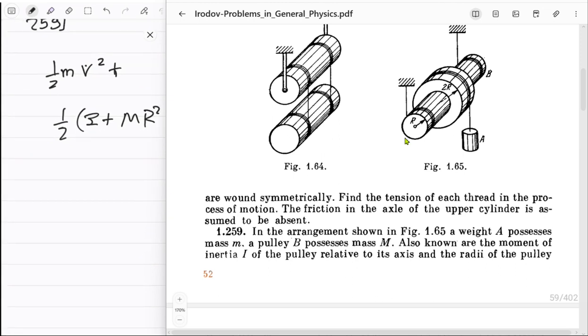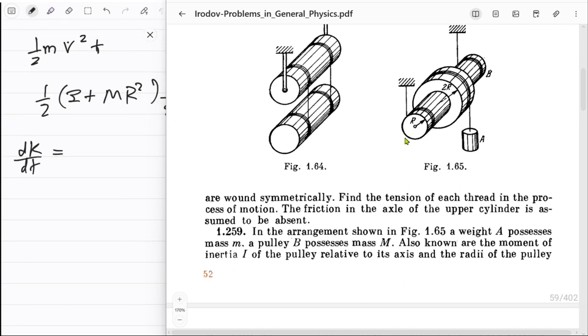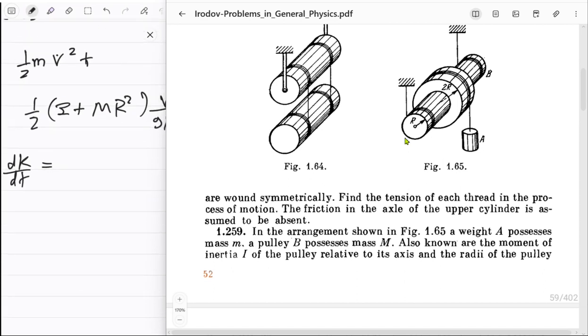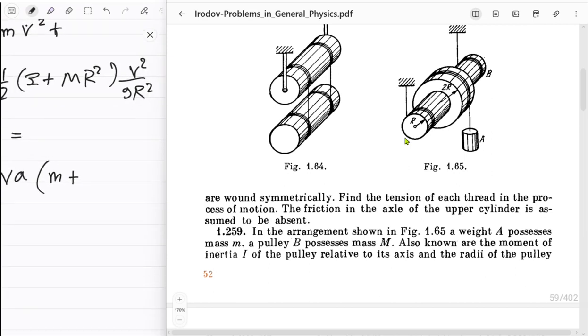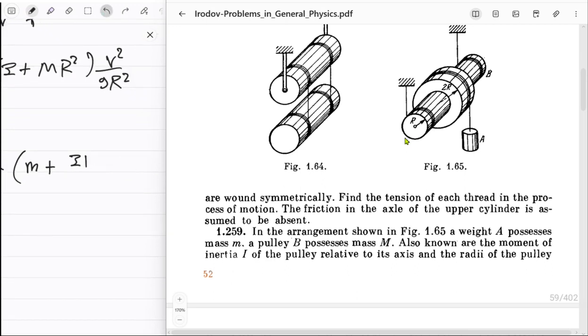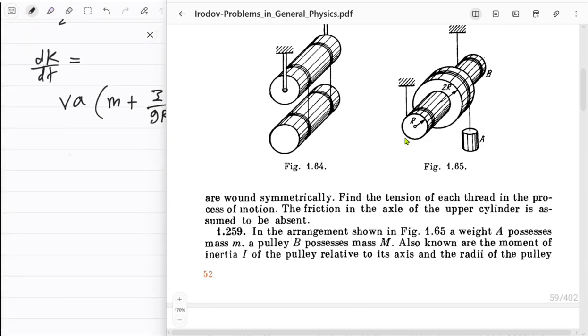That's our kinetic energy. So dK upon dt is going to be equal to what? 2 m V dV, all that stuff. Now you've got m, and once again the V gets cancelled, just the acceleration of A is out. It is I plus M R squared upon 9 R squared, so it's I upon 9R squared plus M upon 9. That should work. And this is just equal to dU upon dt or something like that.